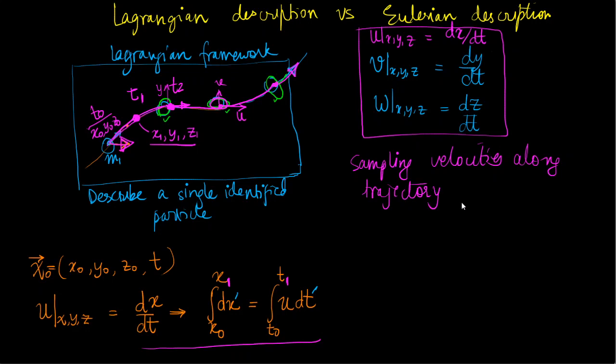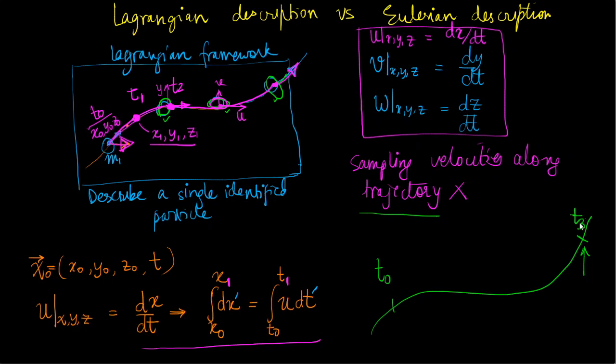But is it simply sampling the velocity along the trajectory? No, it is not. It is sampling the velocity along the trajectory at the time when the particle arrives at that given point in the trajectory. This means that if this is the trajectory, and the particle is here at time t naught, I want to know what the velocity is at this point at some t3.